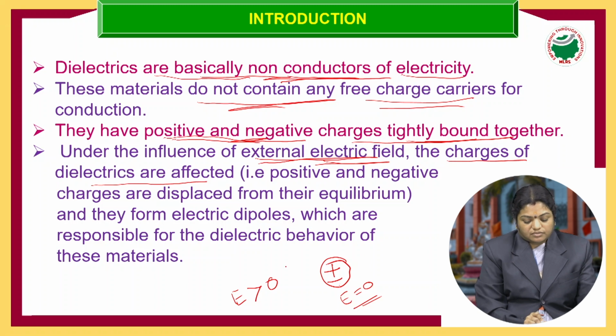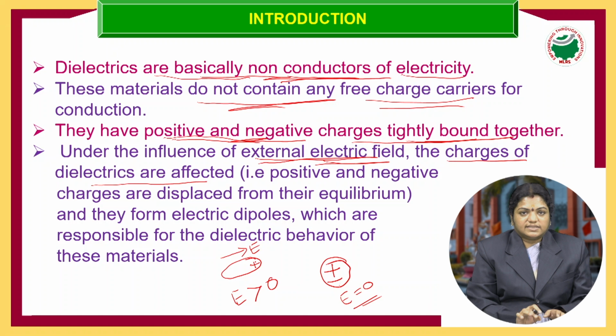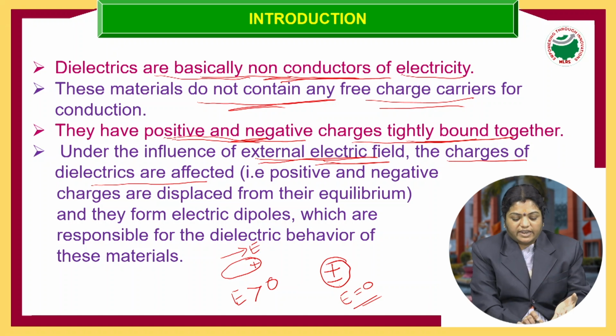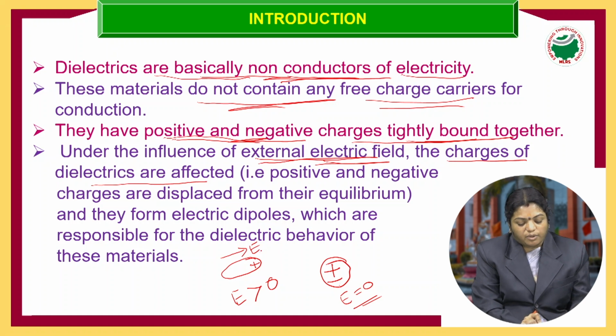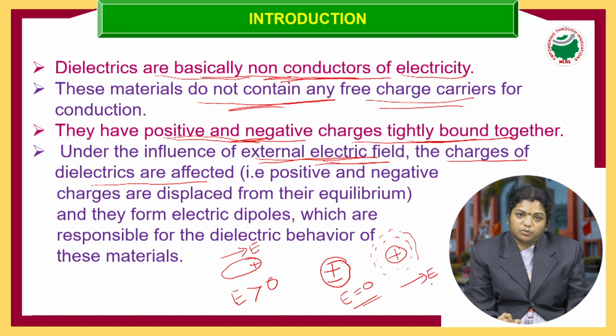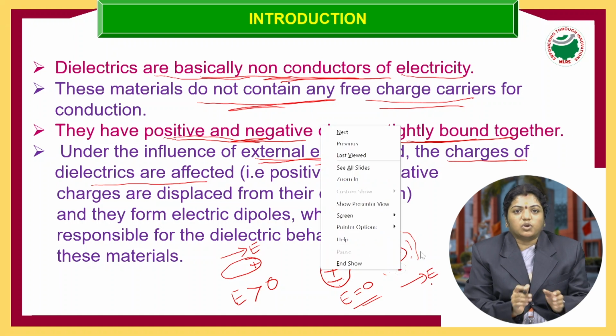These positions change. For example, if the electric field is applied in this direction, the positive charge stays in the same position, but the negative charge is pulled the other way. What is an atom? You know that, right? This is the nucleus, and around the nucleus the electrons are revolving. Whenever we apply the electric field, the electric field is negative and the electrons have negative charge, so both repel.